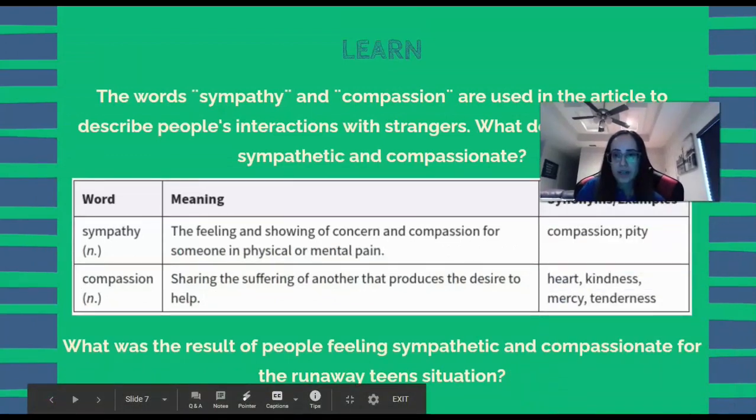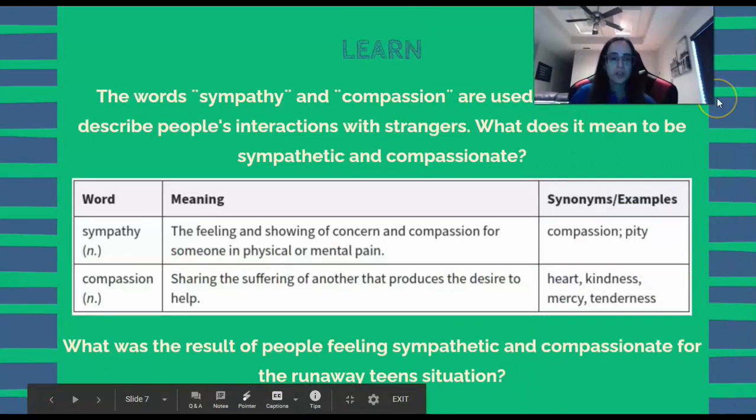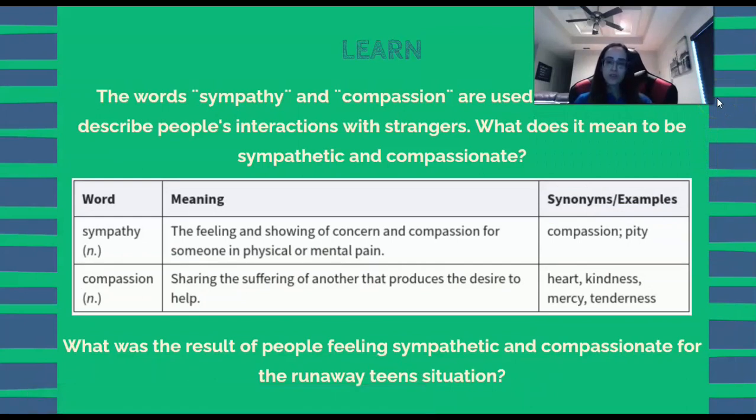A question that I have for us before we move on is, what was a result of people feeling sympathetic and compassionate for the runaway teen situation? So as we remember, last week we read the article of a lot of kids and teens feeling a burden to their family, so they would run away and ride the rails. So what was the result of this?